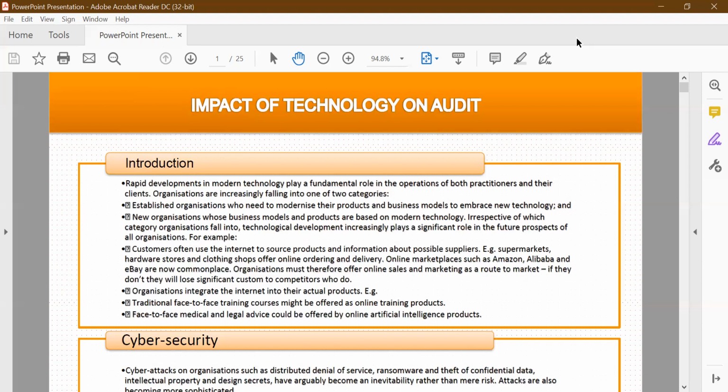Organizations integrate the internet into their actual products. For example, traditional face-to-face training courses might be offered as online training products, like this teaching that I'm doing right now. It's not face-to-face, but you're still getting the value that you would have from face-to-face training. That's why today you can go online and learn anything. Very, very important.